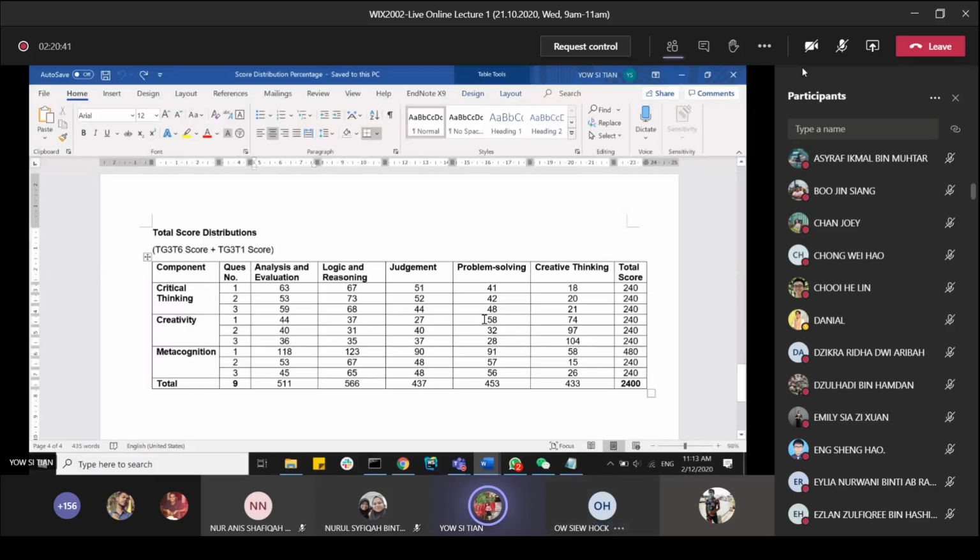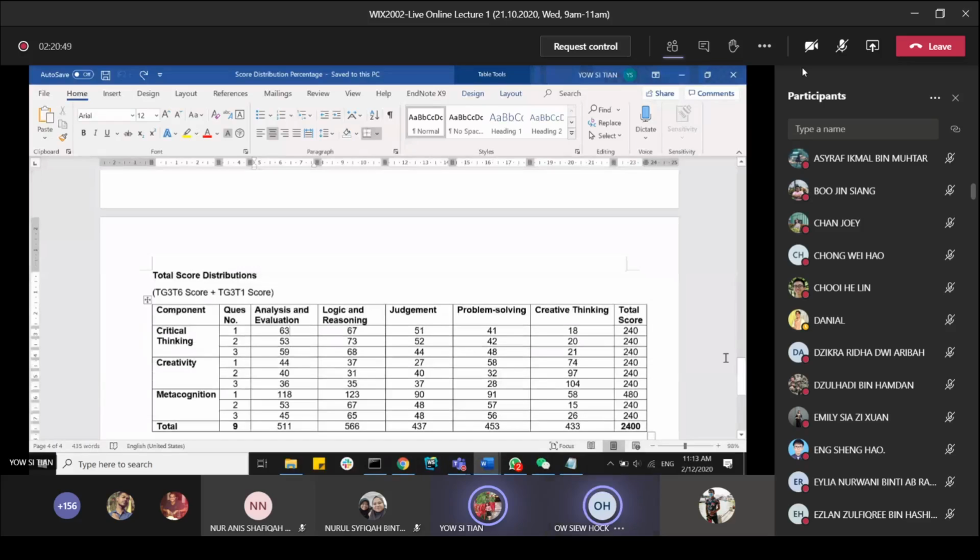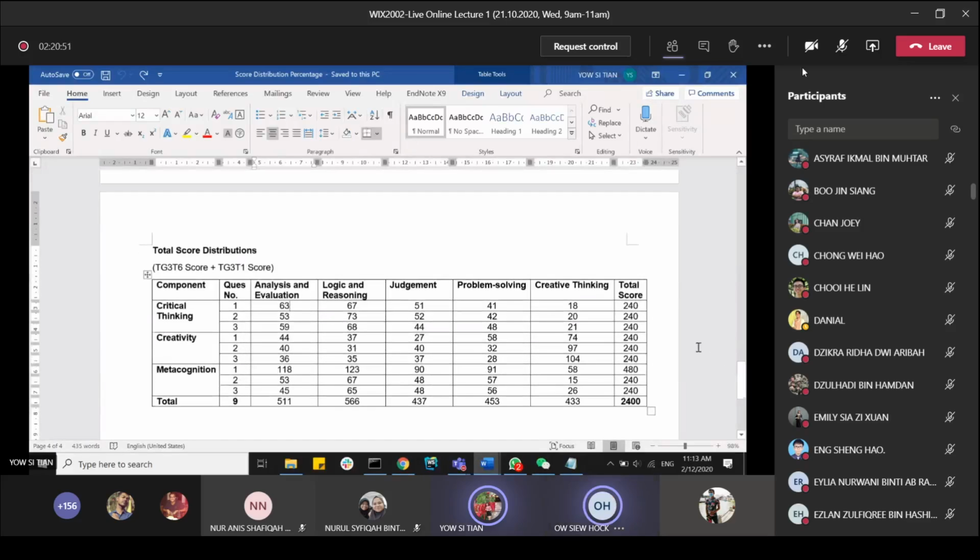I mean, where should we put the data analysis part? You have to explain. That means you show this table, and before this table, you write the explanation. So you say, as shown in, let's say this is chapter 2, table 2.5, it shows the percentage just now.